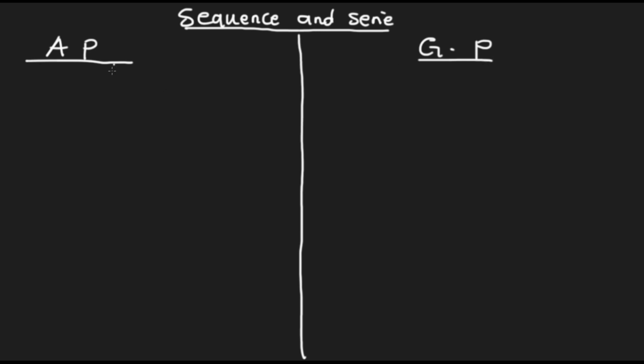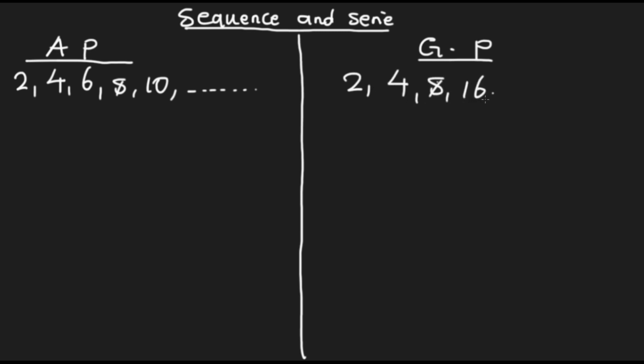Now, to understand the arithmetic progression, first I'm going to give you two examples: the first one for arithmetic progression and the second one for geometric progression. Now, here with an arithmetic progression, we have the sequence like 2, 4, 6, 8, 10, and so on. Then for geometric progression, we have 2, 4, 8, 16, and so on. Now, let's first look at this progression AP.